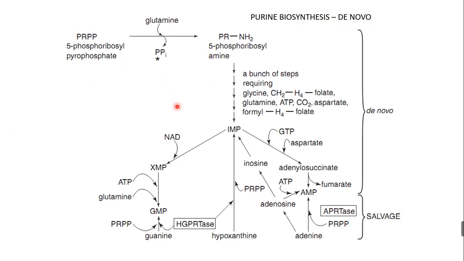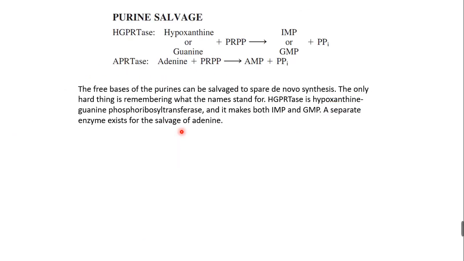This type is called de novo synthesis, and the second type is called salvage. In salvage, an already synthesized base is used to make another type of nucleic acid base. That is why it is called the purine salvage pathway. Salvage means the already synthesized one is used to convert this one to another one.